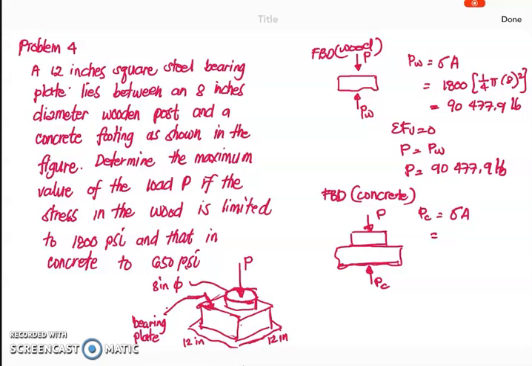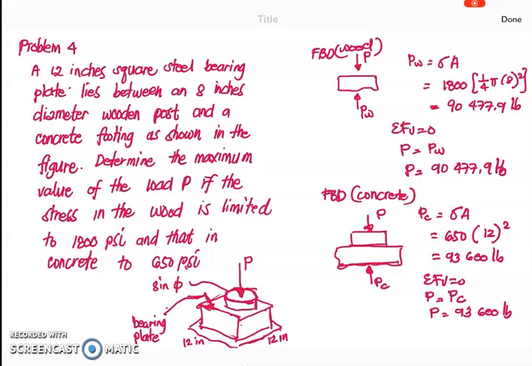For the concrete, the force exerted by the concrete is stress times area. The limiting stress of the concrete is 650 psi multiplied by the area. The dimension is 12 inches by 12 inches, so you will have 12 raised to the second. This is equivalent to 93,600 pounds. From the free body diagram, the summation of vertical forces equal to 0, so P is equal to P sub C.